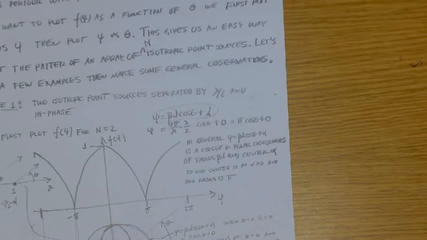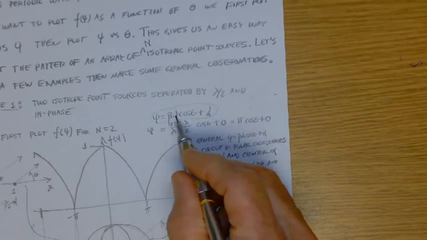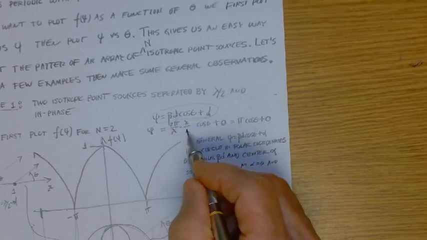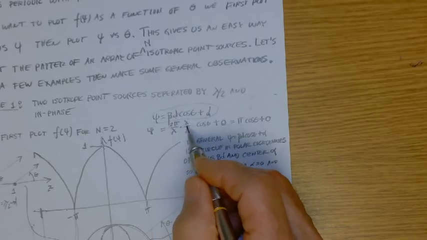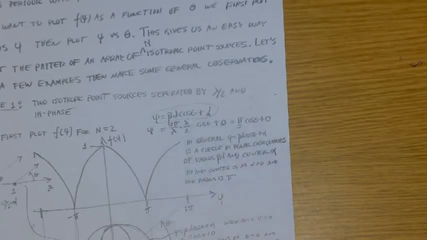How did I know what the radius was? Because I knew the spacing. Beta times d, 2 pi over lambda times lambda over 2, is pi. So I know the radius of my circle is pi. That's why I came out this far and drew the circle.